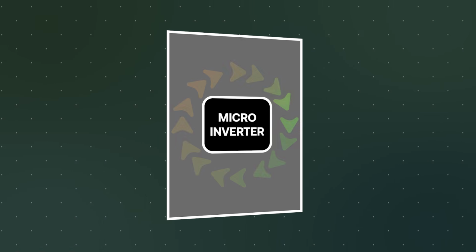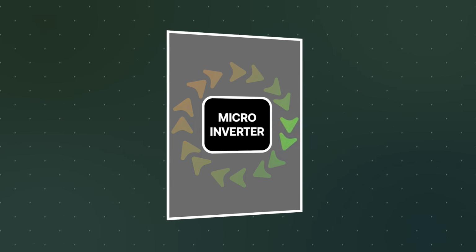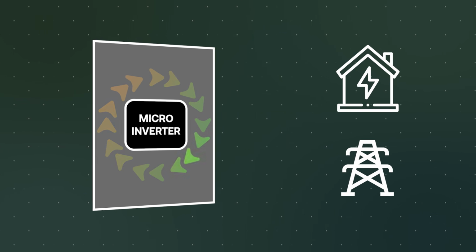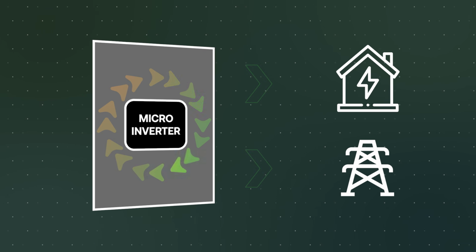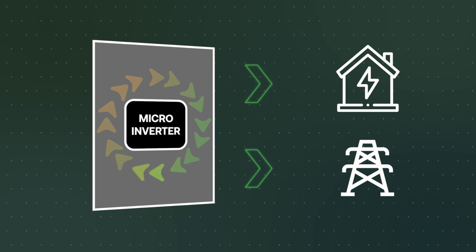So what happens is the panel converts DC to AC, and then the actual power goes down in AC. It works very similar to the way a string inverter works. So why would we use a microinverter instead of a string inverter? First of all, string inverters are cheaper.